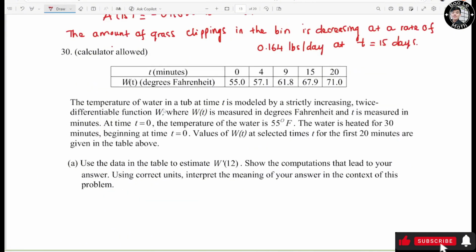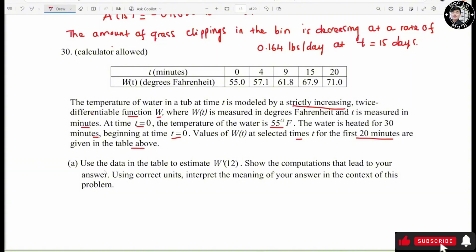Now let's move on to question 30. The temperature of water in a tub at time t is modeled by a strictly increasing twice differentiable function W, where W of t is measured in degrees Fahrenheit and t is measured in minutes. At time t equals 0, the temperature of the water is 55 degrees. The water is heated for 30 minutes, beginning at time t equals 0. Values of W of t at selected times t for the first 20 minutes are given in the table above.